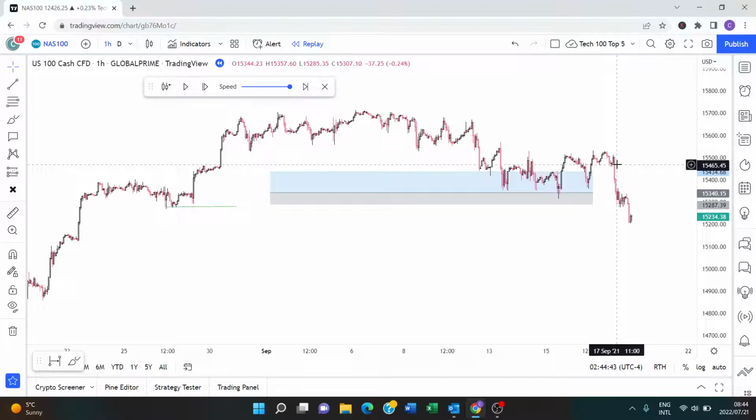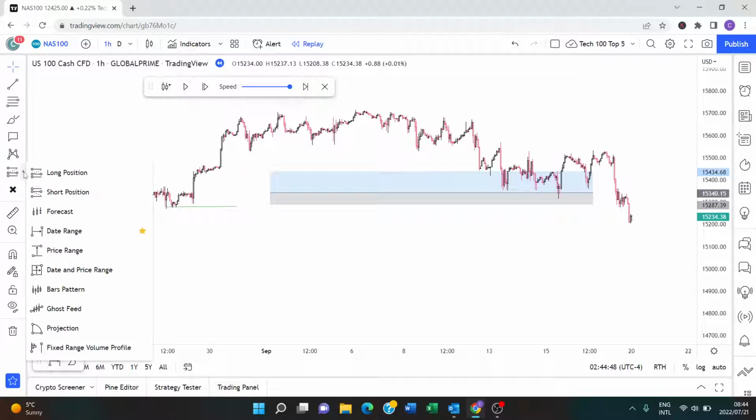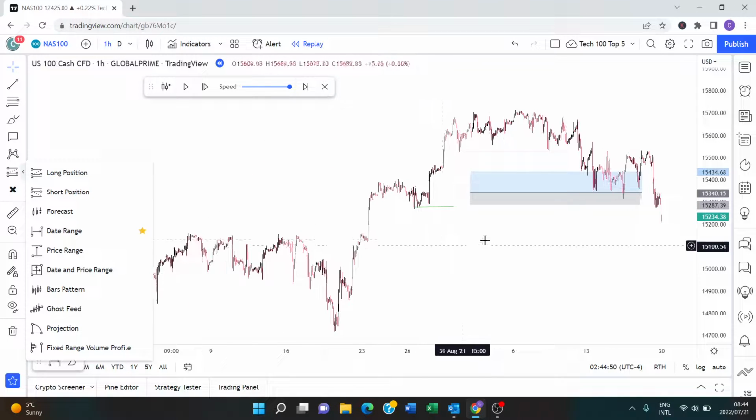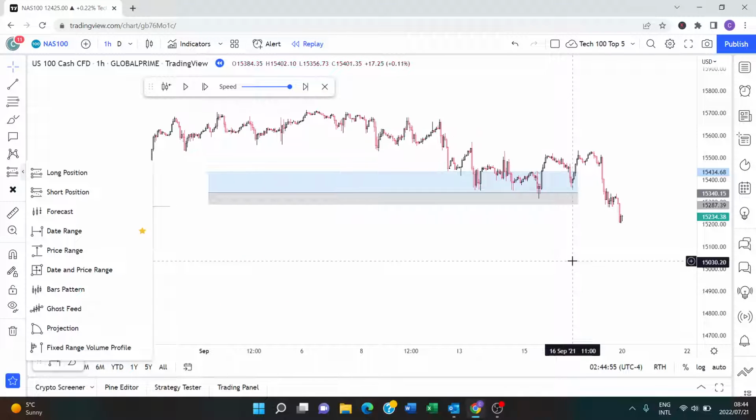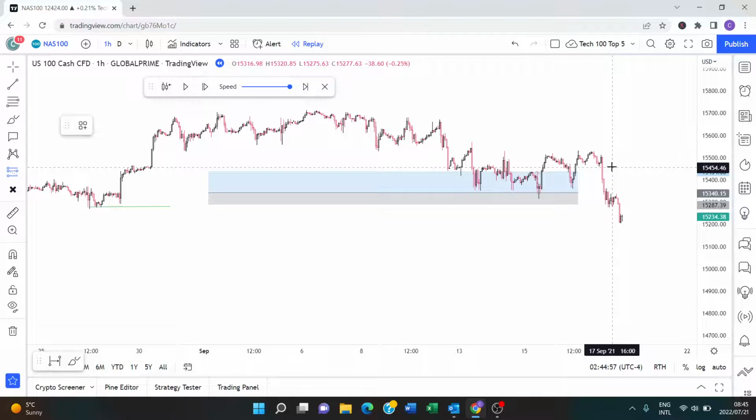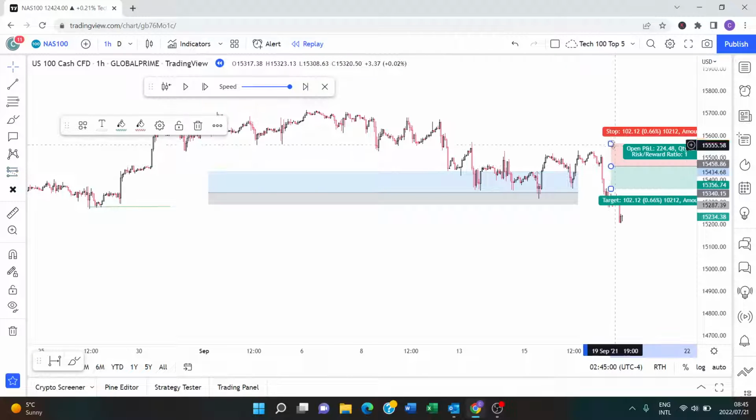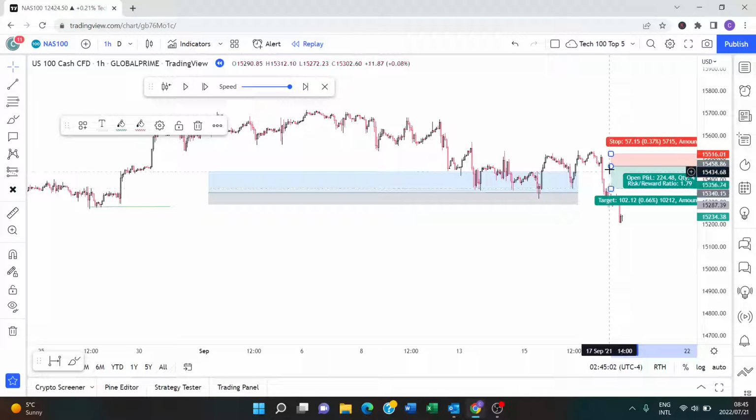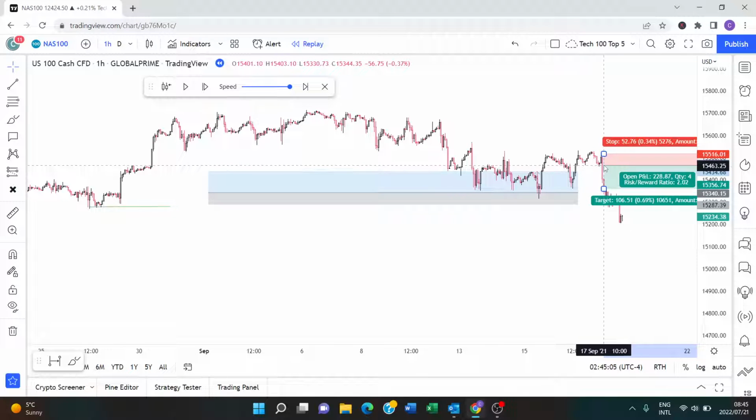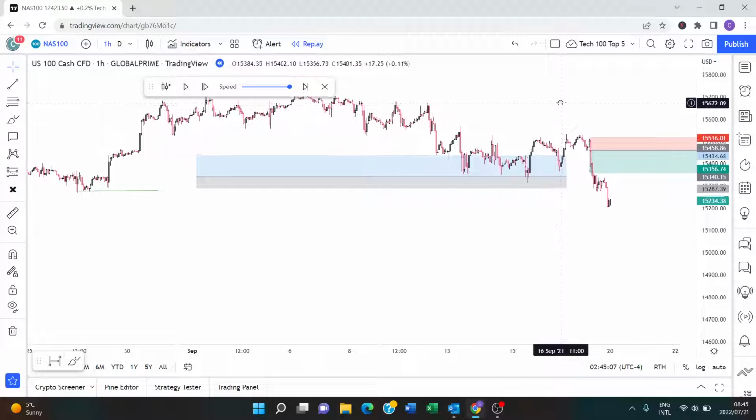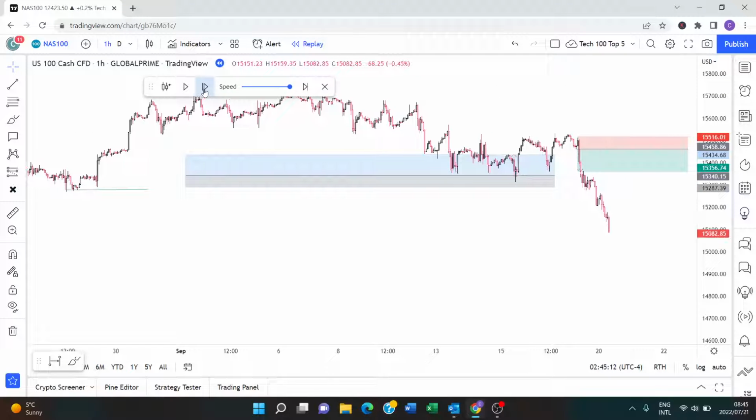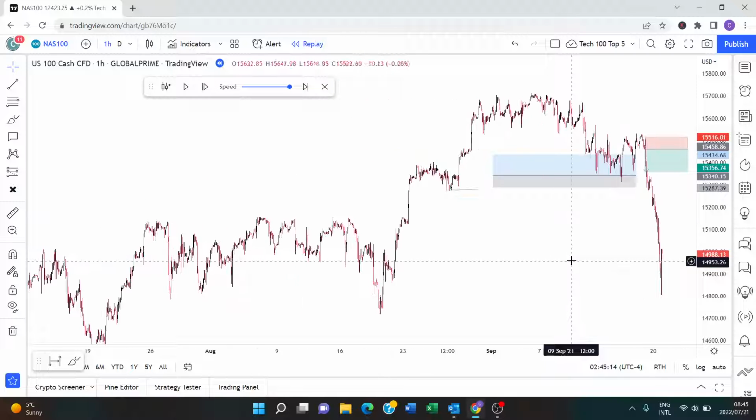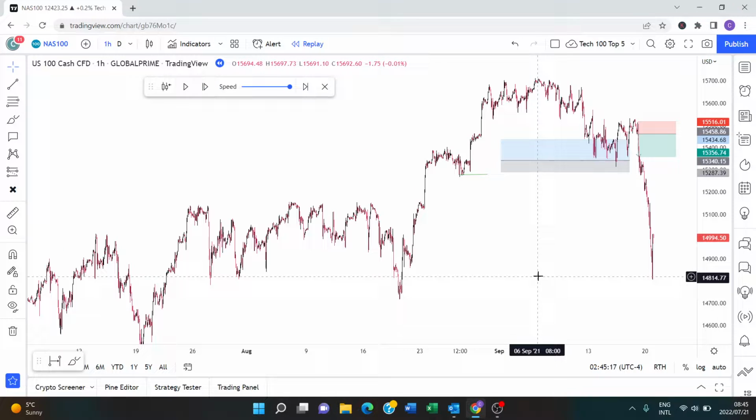So I would comfortably want to take a trade off of that region there just because of the time that it occurred, and we broke this intermediate low here. So yeah, this would just simply be a 1-to-1. Again, I'm just doing this to show you the validity. I wouldn't necessarily take a trade here because I'm not looking at any other time frames, etc. It's quite simple to do.